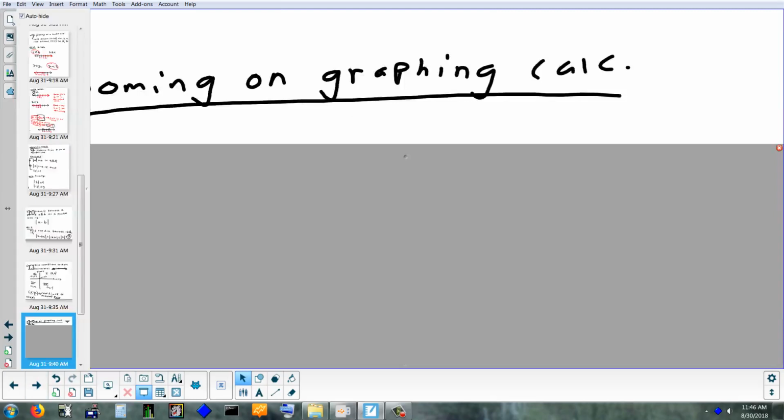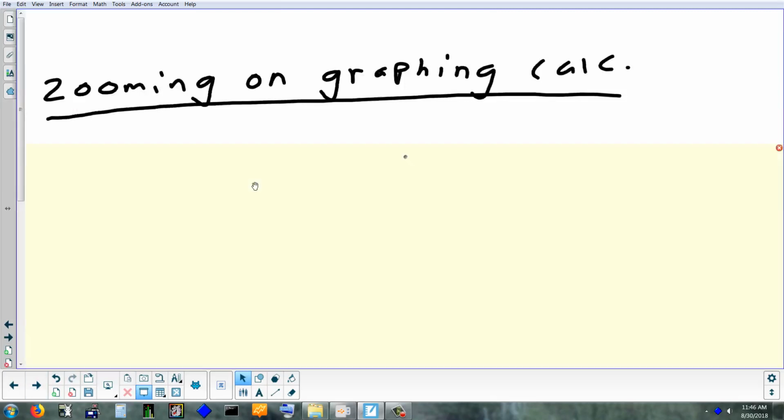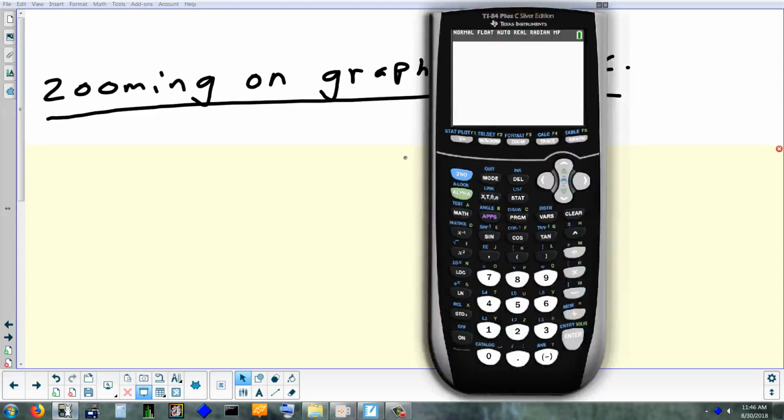All right, so zooming on a graphing calculator. A lot of times when we do things on the calculator, we might type something in, especially a graph, and we can't see it. And it could be off the screen. So it takes a little bit of practice to get used to just learning how to zoom. So what I'm going to do is maybe turn the calculator on. Okay, press on.